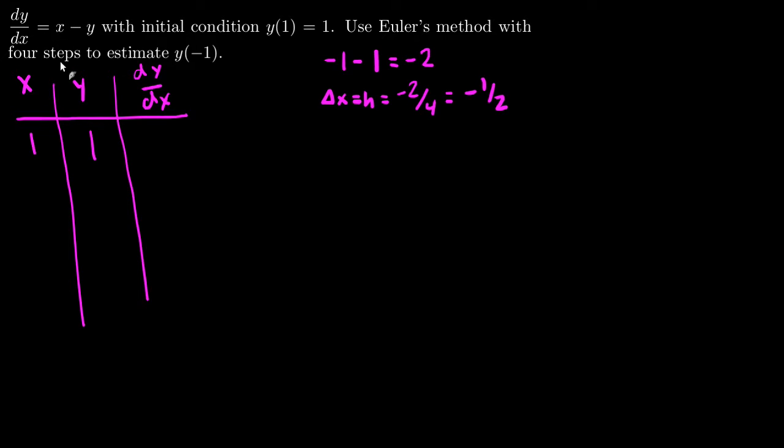So I go through the process. If my step size is -1/2, I go from 1 to 1/2 to 0 to -1/2 to -1. So 1, 2, 3, 4 steps to get to -1. And I follow the process. X minus y is 0. And so to get the next value here, I do y1 equals my previous y value, which is 1, plus my step size, -1/2, times the slope, which is 0, and I will get a 1.